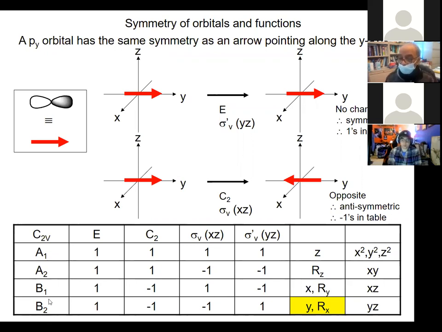Does it make sense? So we have now seen the PZ orbital, PX orbital, and the PY orbital. Just by looking at the orientation of the orbitals, looking at the Cartesian system, looking at the symmetry operations this molecule has, and knowing that this is C2V, you have these representations. So this is how the values are derived.